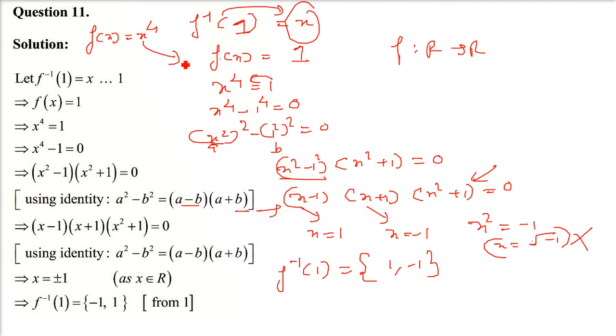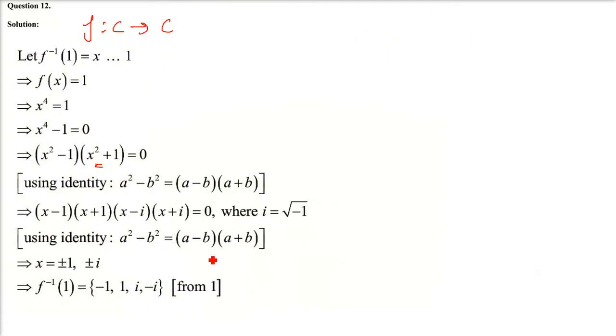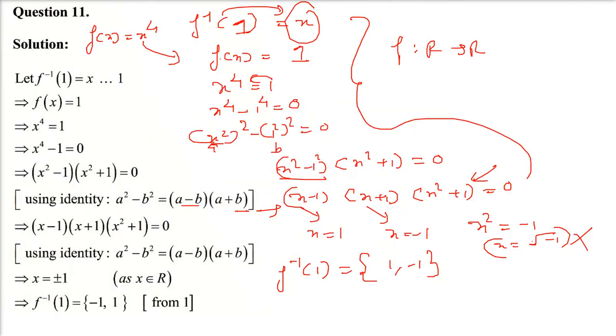But when you talk about complex numbers, I'll start from here only. I hope you got the idea. Everything is the same as the previous question. By the time we reach (x minus 1)(x plus 1)(x square plus 1) equals 0, this gives you 1 and minus 1. This answer was already in the previous question: negative 1, 1.